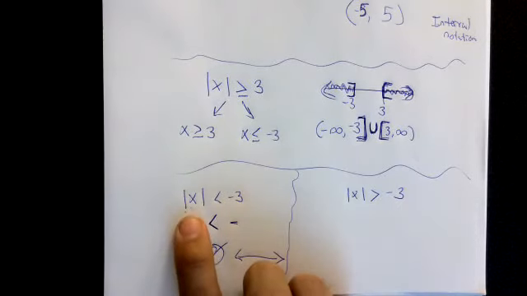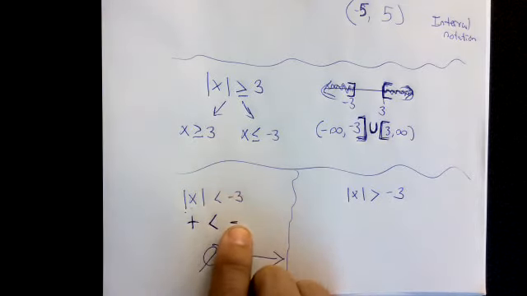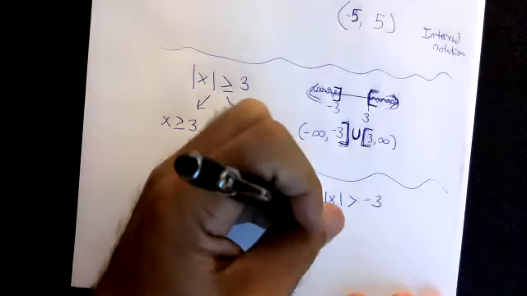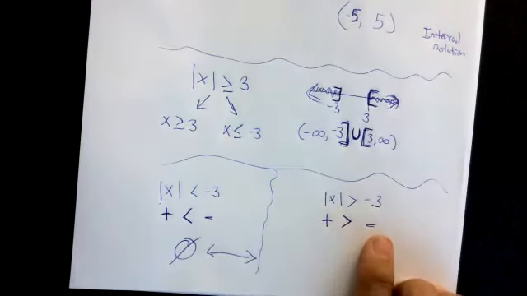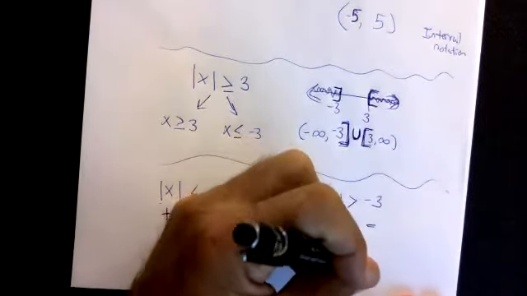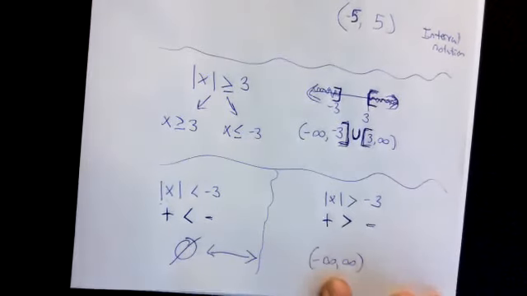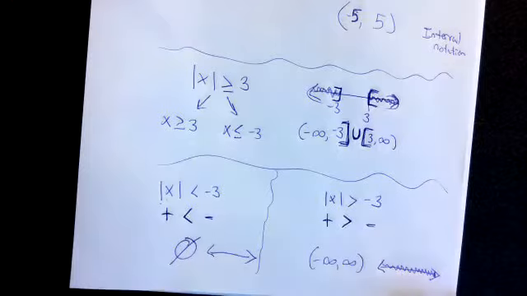It doesn't matter what you plug in for X, this is going to make it positive. It doesn't matter what you plug in for X, this is always going to be negative. Positives are never less than negatives. Flip that. This is a positive. This is a negative. Are positives greater than negatives? Yes, every single time. So this is the other way around. This means everything works, all the way to negative infinity, all the way to positive infinity. Everything works. So on a number line, everything gets shaded.